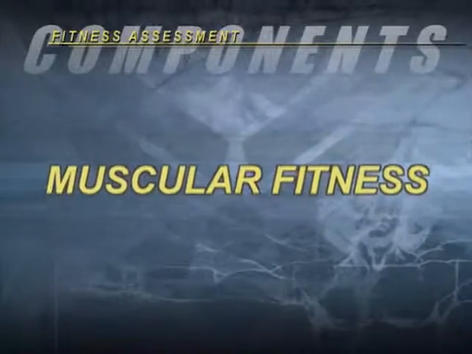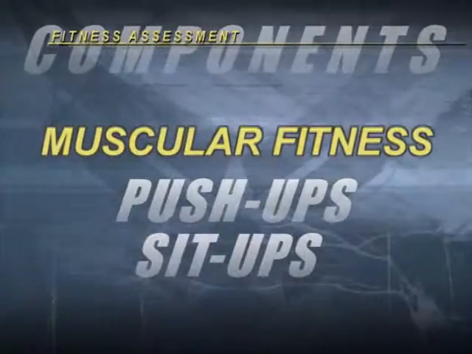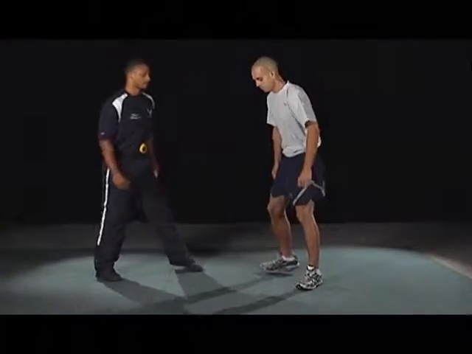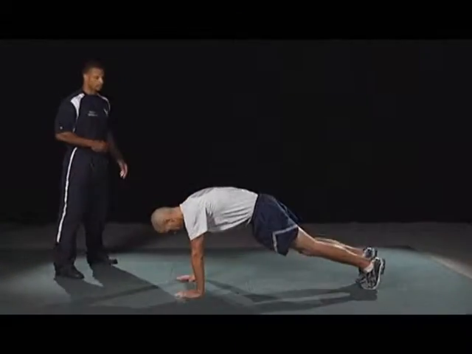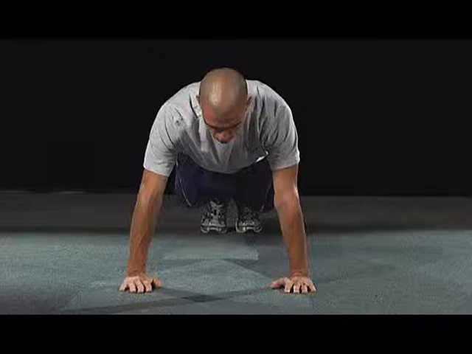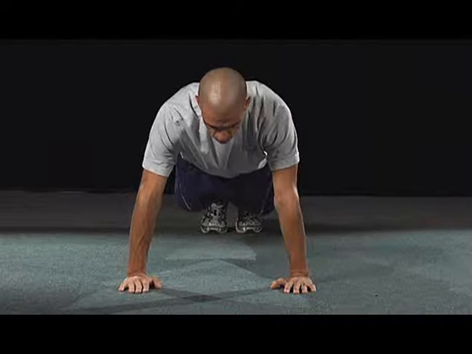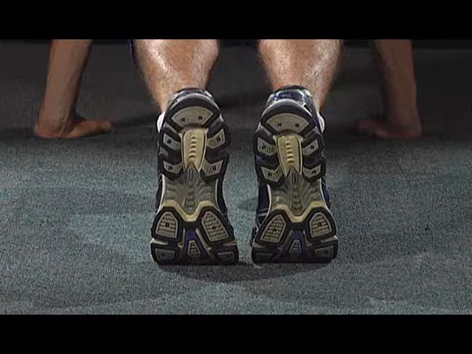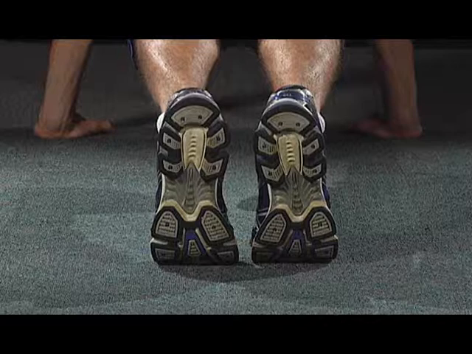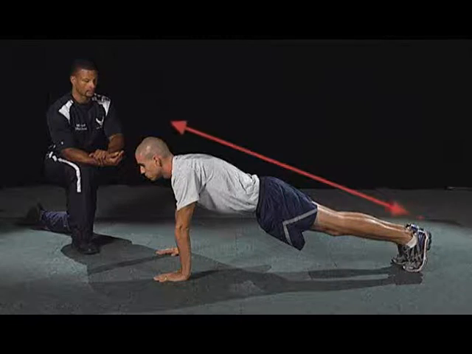The muscular fitness component consists of a 1-minute timed push-up and a 1-minute timed sit-up. Let's take a look at the push-up. Place your palms or fists on the floor, hands slightly wider than shoulder width apart, with your elbows fully extended. Your feet may be no more than 12 inches apart and should not be supported, braced, or crossed. Your body should maintain this rigid head-to-heel form.